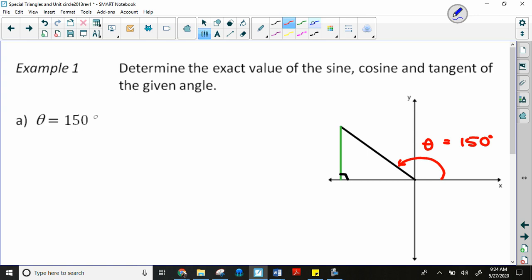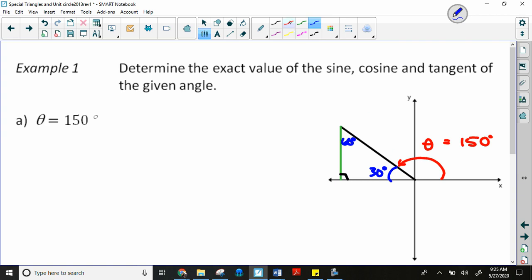What's our related acute angle then? What's this leftover? This whole thing is 180, so this would be a 30-degree leftover. And we have to use that 30 degrees in our calculations when we're working with sine, cosine, tan. So this is a 30, 60, 90 triangle. The 60 is up there. And now we have to label it.